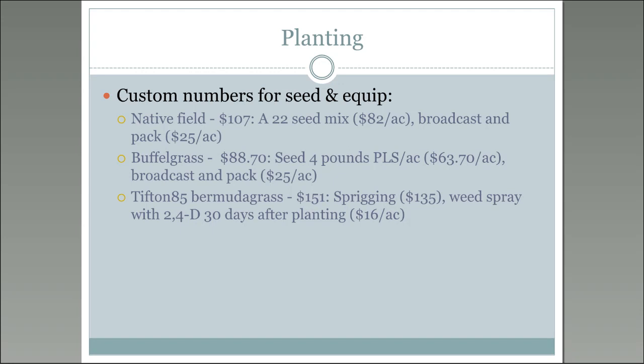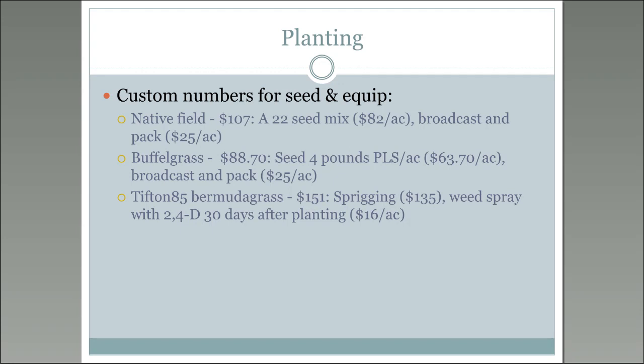For buffelgrass, we seeded 4 pounds of pure live seed per acre, which would cost $63.70 per acre. Some of the buffelgrass companies would suggest you put out quite a bit more seed, but we also have situations where you could put out half as much of that seed and it be successful. So we felt like 4 was a good average. We broadcasted and packed and just assumed the same $25 per acre charge, for $88.70 to establish a nice buffelgrass field.